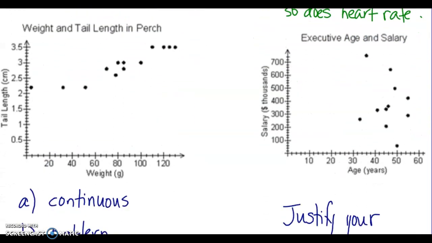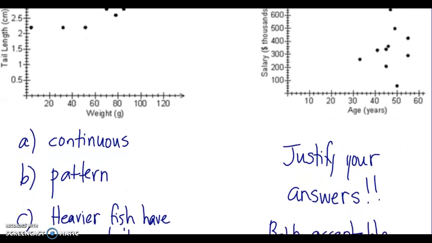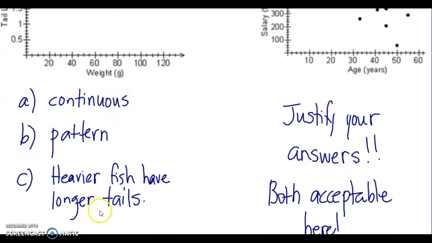Looking at my next example, the title is Weight and Tail Length in Perch. X-axis is weight in grams, y-axis is tail length in centimeters. Both of these, weight and tail length, can be broken down, so this is definitely continuous data. If I look at my points and examine how they're moving, they are moving in this upward position here. If I were to draw a line, it would look something like that, which means that as my weight increases, so does my tail length. So I do have a pattern. If I describe the pattern, I'm going to say that the heavier the fish, because my weight is increasing, the longer the tails, because the tail length is increasing.